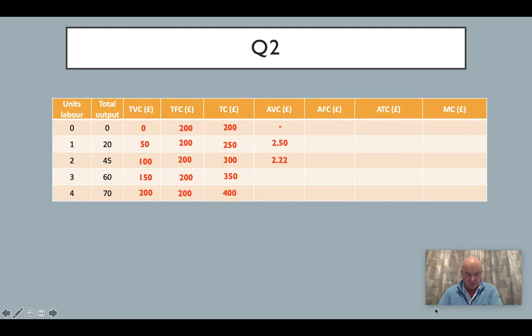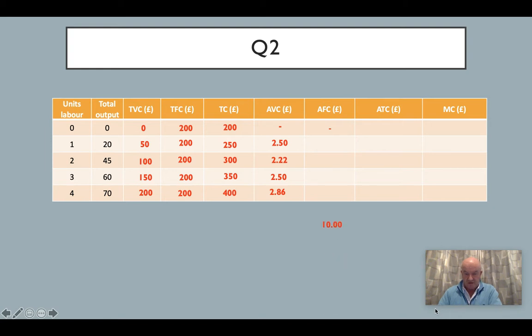£2.22 for the 45 units divided into the total variable cost, and then 150 divided by 60 to get £2.50, and then finally 200 divided by 70 to get £2.86 as our average variable cost. In terms of our average fixed cost, again, because we've got no output, no units of labour, our average fixed cost is going to be 0.